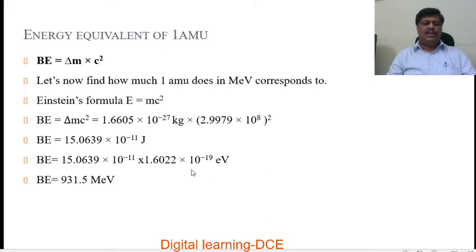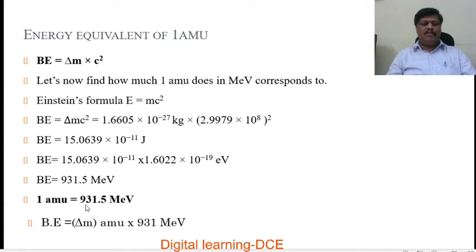After simplification, the energy equivalent of 1 AMU is 931.5 MeV. It is not binding energy, it is the energy equivalent of 1 AMU. So 1 AMU is equal to 931.5 MeV, and binding energy is always the mass defect in AMU into 931 or 931.5 MeV.